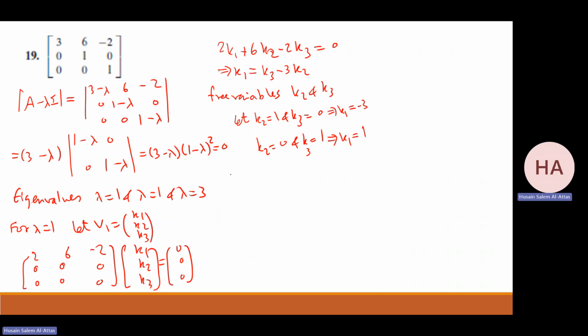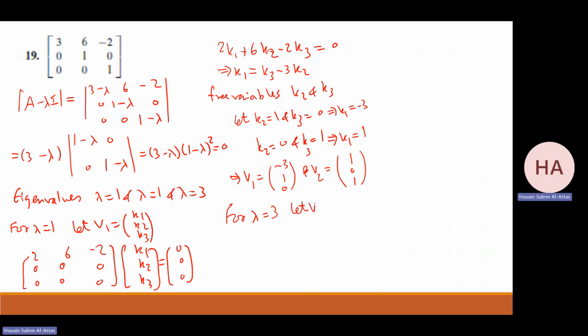So I have two vectors. V1 will be minus 3, 1, 0, and V2 will be 1, 0, 1. That will be my V2. Now we'll go to the next lambda, which is 3. That I think will be easier.